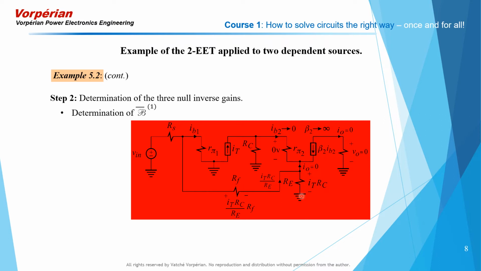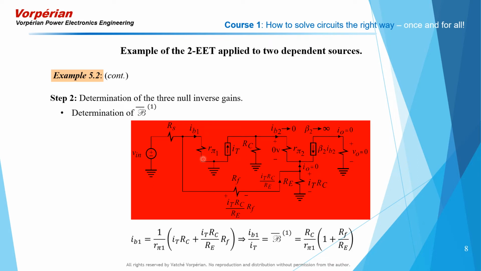So the base resistor R pi 1 has a voltage across it given by the sum of the voltages across RF and RE, which when divided by R pi 1 will give us the base current IB1. And that's how you can solve for IB1 over IT, the null inverse gain with respect to beta 1. And that turns out to be RC over R pi 1 into 1 plus RF over RE. All you have to write is one equation by following the null condition on this circuit here. We're done with our first null inverse calculation, and we move on to the second one.